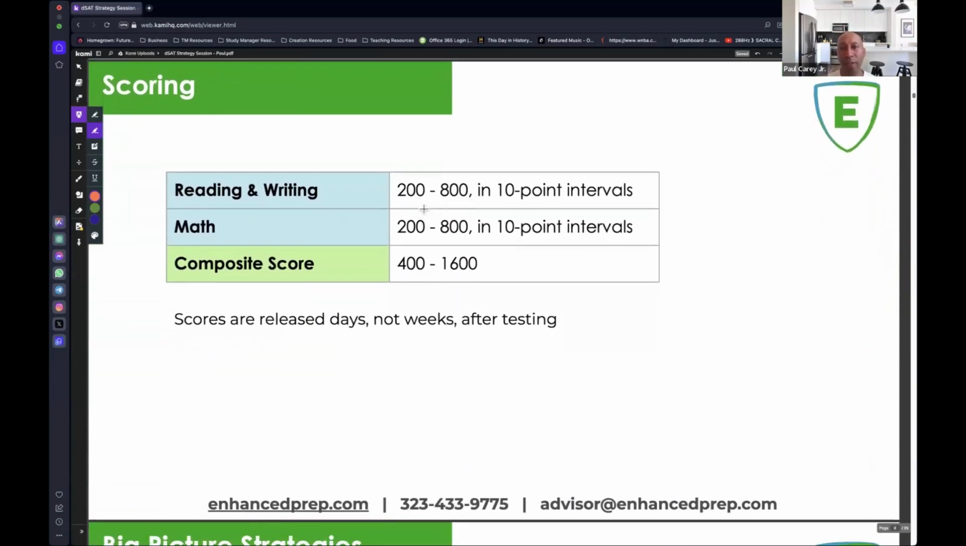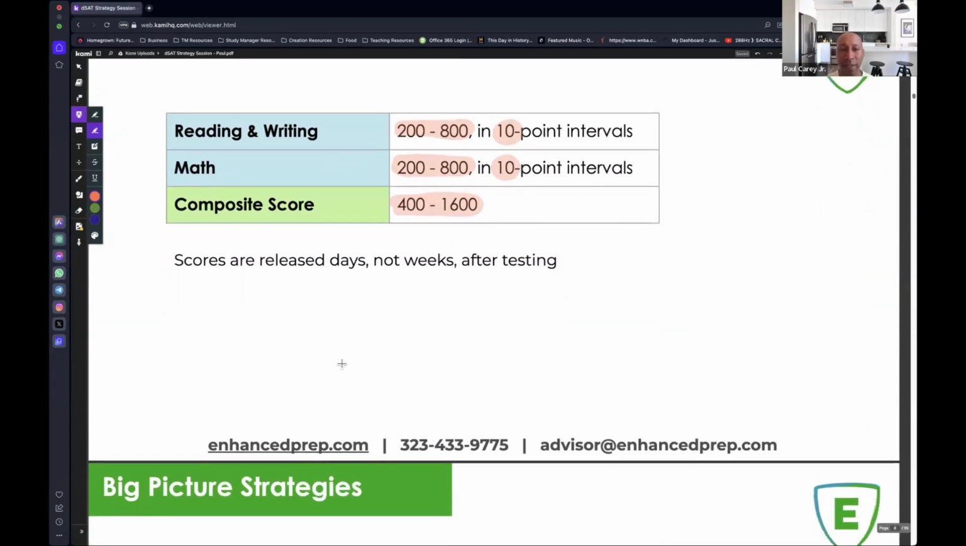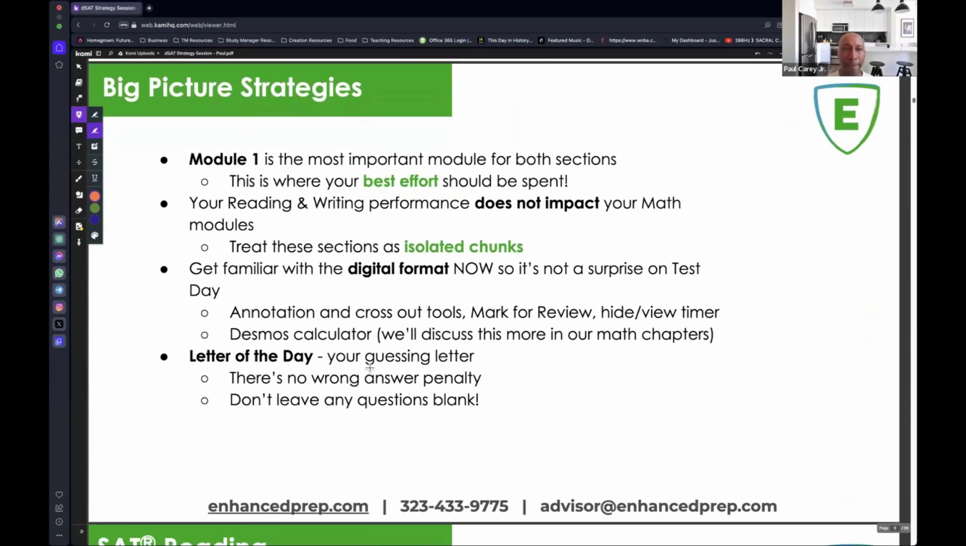As far as your scoring, the scoring has not changed. You're still going to have the option to get from 200 to 800 on the reading and writing, and 200 to 800 on the math as well. Okay. These are all going to be in 10-point intervals. So your overall composite score is going to go from 400 to 1600. Okay. Scores are released days, not weeks, after testing. And this is one of the cool things about having this as a digital type of situation as well.